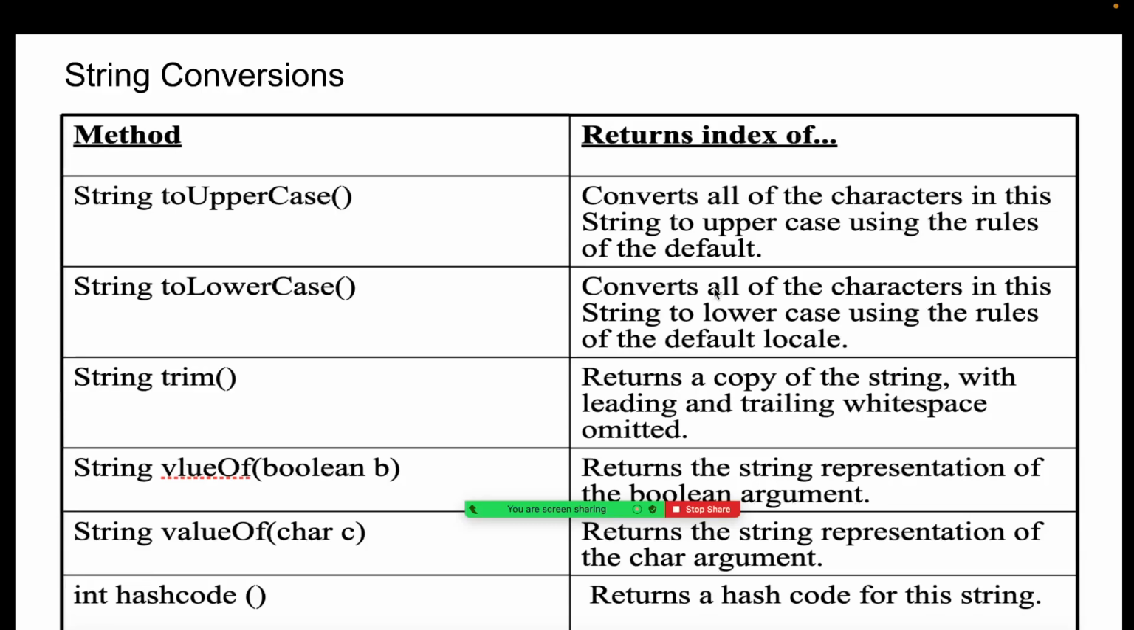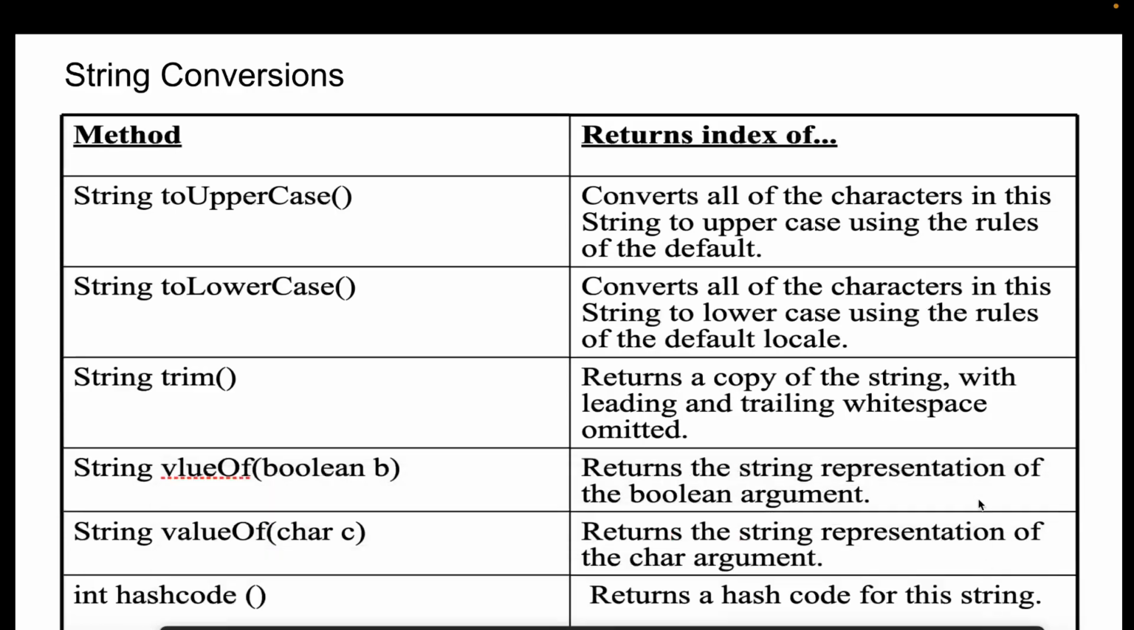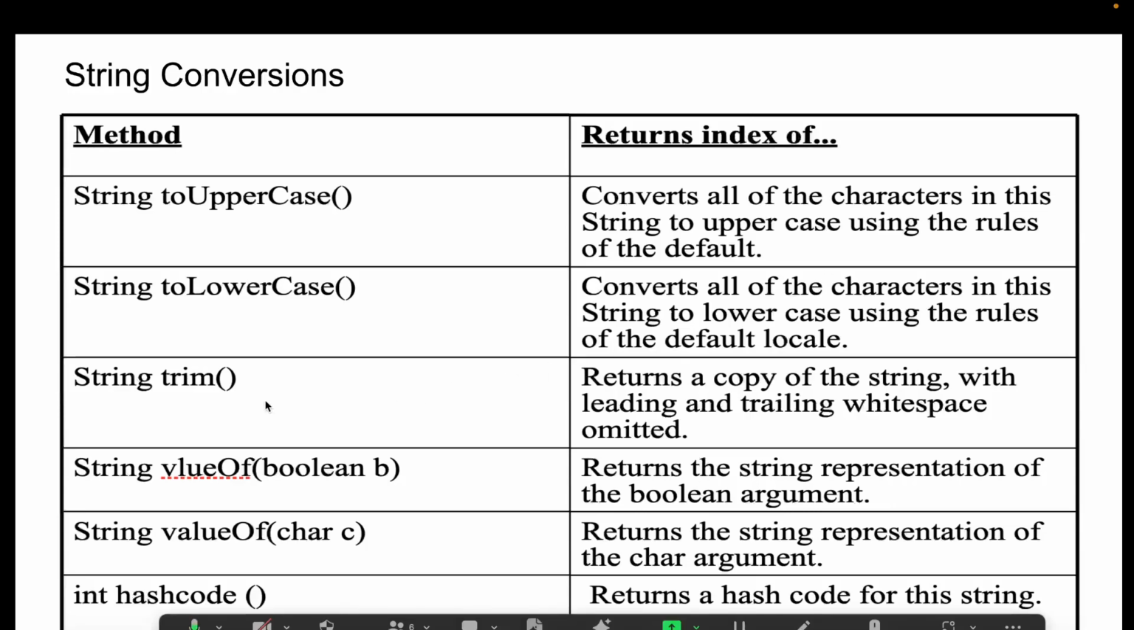Then these are some of the methods that we already saw: uppercase, lowercase. Trim method is basically like trimming the spaces in the string. Suppose your string contains some spaces in the beginning of the string and at the end of the string. So you can use this method trim to actually return your string with removed spaces. So these are some of the methods.